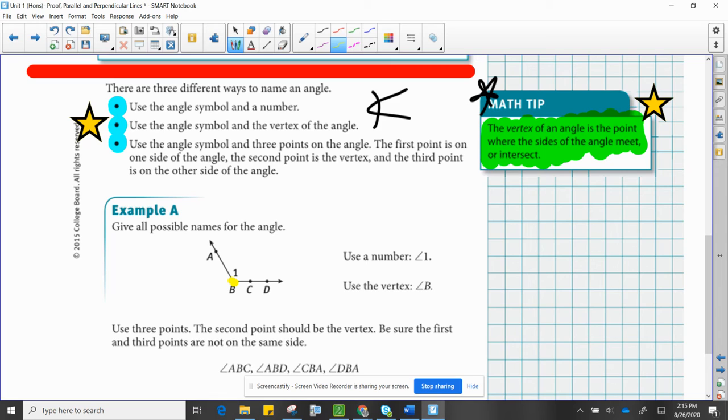But the only thing you have to be tricky about is the vertex always has to be the second point. So I can name it in any order, just making sure I put the vertex point in the middle. So for example, I can name this ABD. I could also name it ABC.